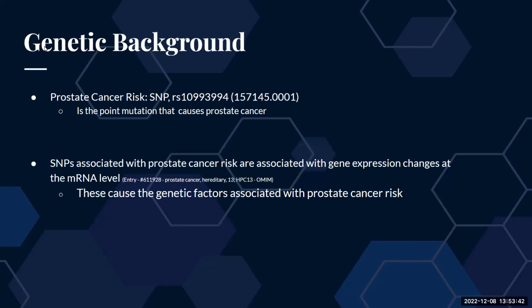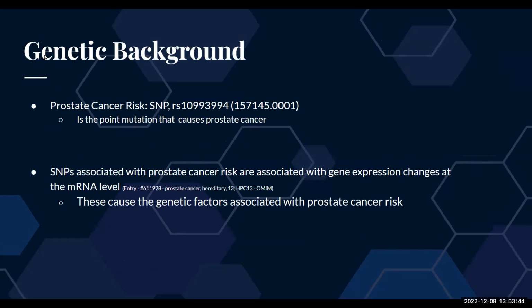This specific ancestry test showed that SNP RS10993994 is the point mutation that causes prostate cancer. SNPs associated with prostate cancer risk are associated with gene expression changes at the mRNA level. These cause the genetic factors associated with prostate cancer risk in both the normal and cancerous prostate tissues. I will now pass it to Harpreet.